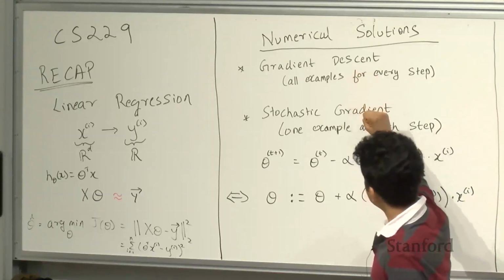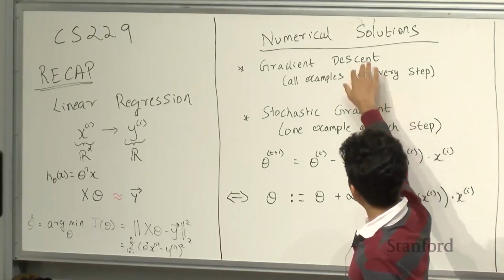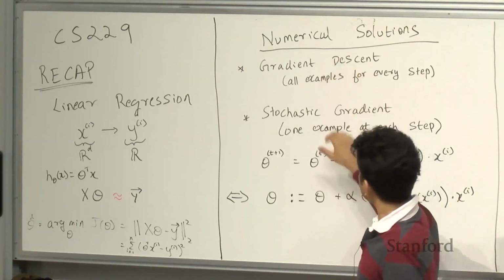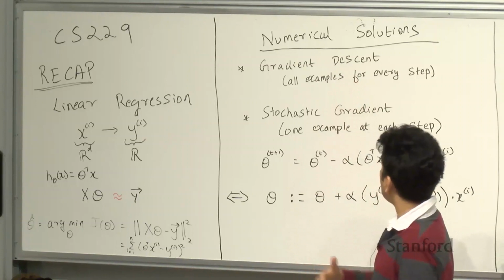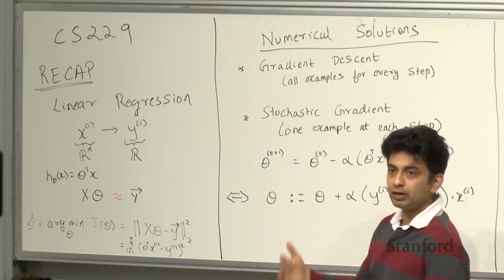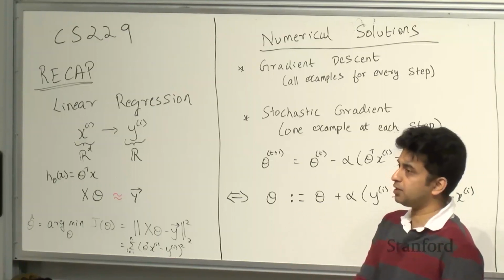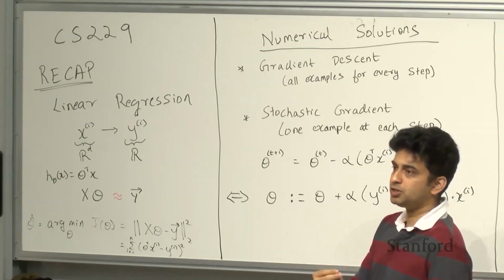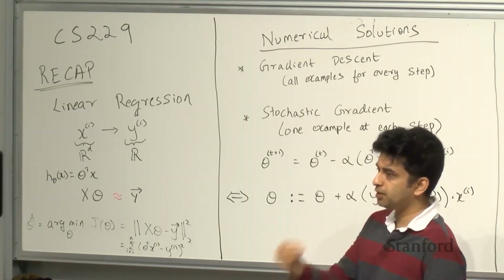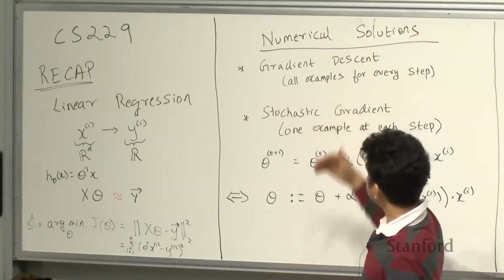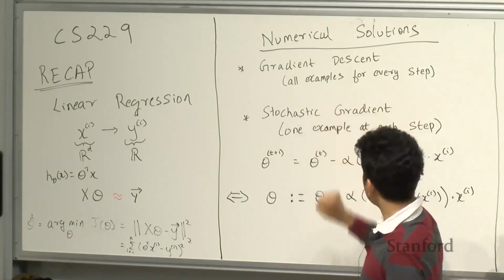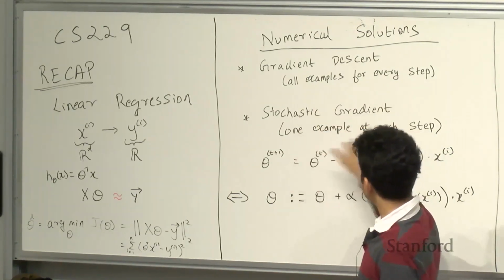So in numerical solutions, again, we saw two different methods, gradient descent and stochastic gradient descent. The key difference between the two is with gradient descent, we consider all examples for every step. So these are iterative algorithms where we start with a random initialization of theta, and at each time step, we make some change to theta, updated by some amount. And in gradient descent, for each update we consider all the examples, and for stochastic gradient descent we consider one example at a time.